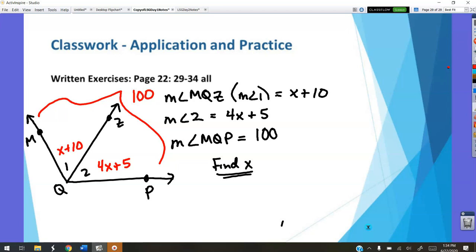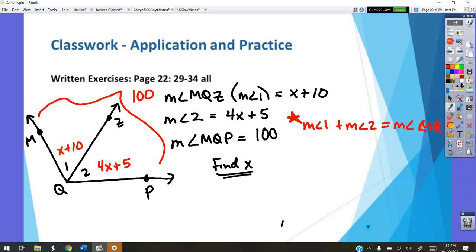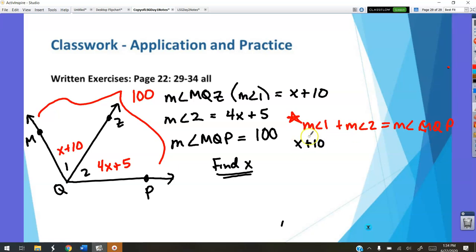So what can I do here? Well, since these are adjacent, I can add them together to get 100, angle addition postulate. So I'm going to say measure of angle 1 plus measure of angle 2 equals the whole big thing, which is MQP. So here's my symbol form. Now I'm going to fill in my information. Angle 1 was x plus 10. Angle 2, I'm going to add the other angle, 4x plus 5, and that should add up to the whole big thing, which was 100. Then I would just solve like normal.